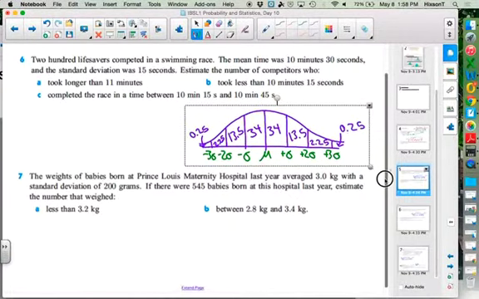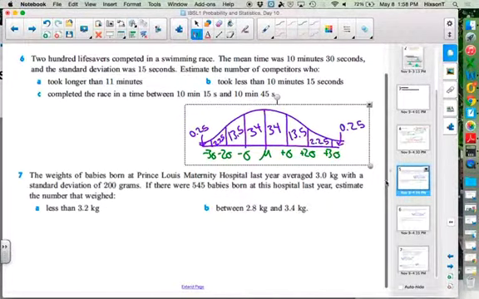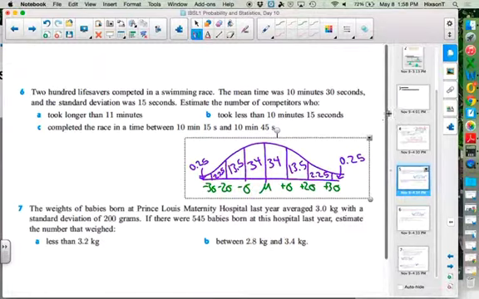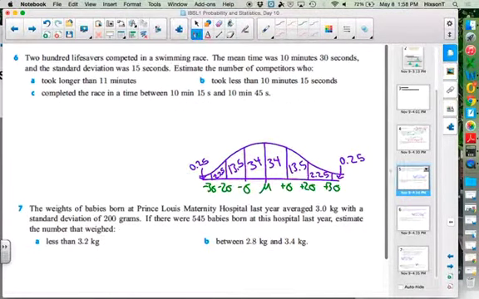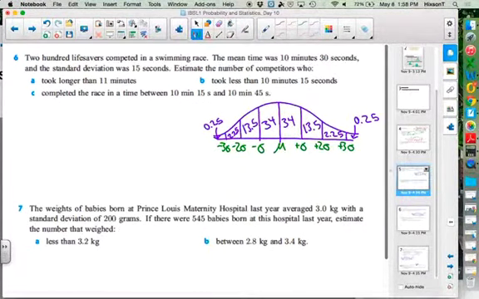Numbers 6 and 7 are almost identical. So look real quickly at 6. In 6 we're talking about lifeguards, you might hear them called lifesavers. These aren't candy. There are 200 lifesavers or lifeguards in a swimming race. And down here we're talking about the weights of newborn babies. But they're the same problem.